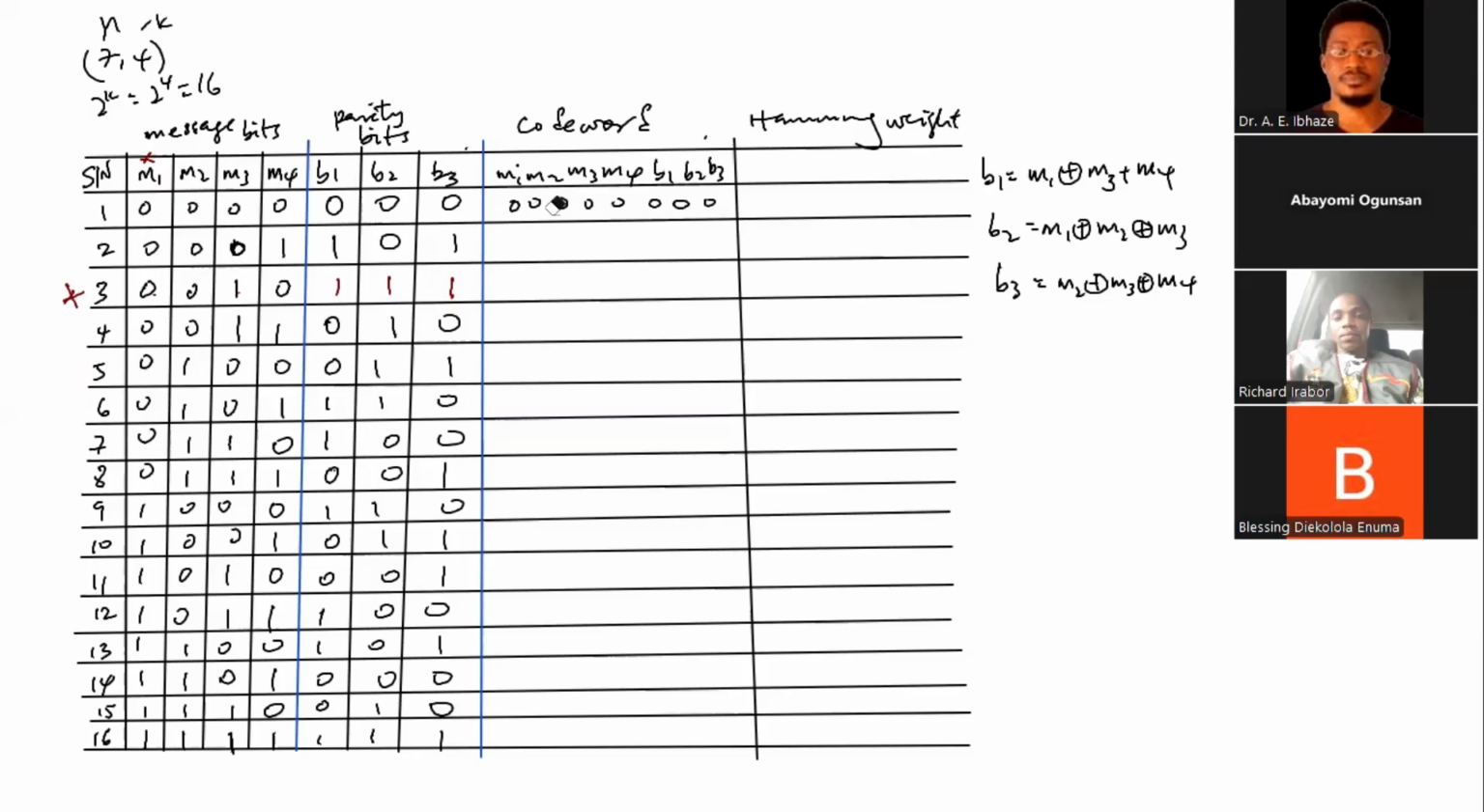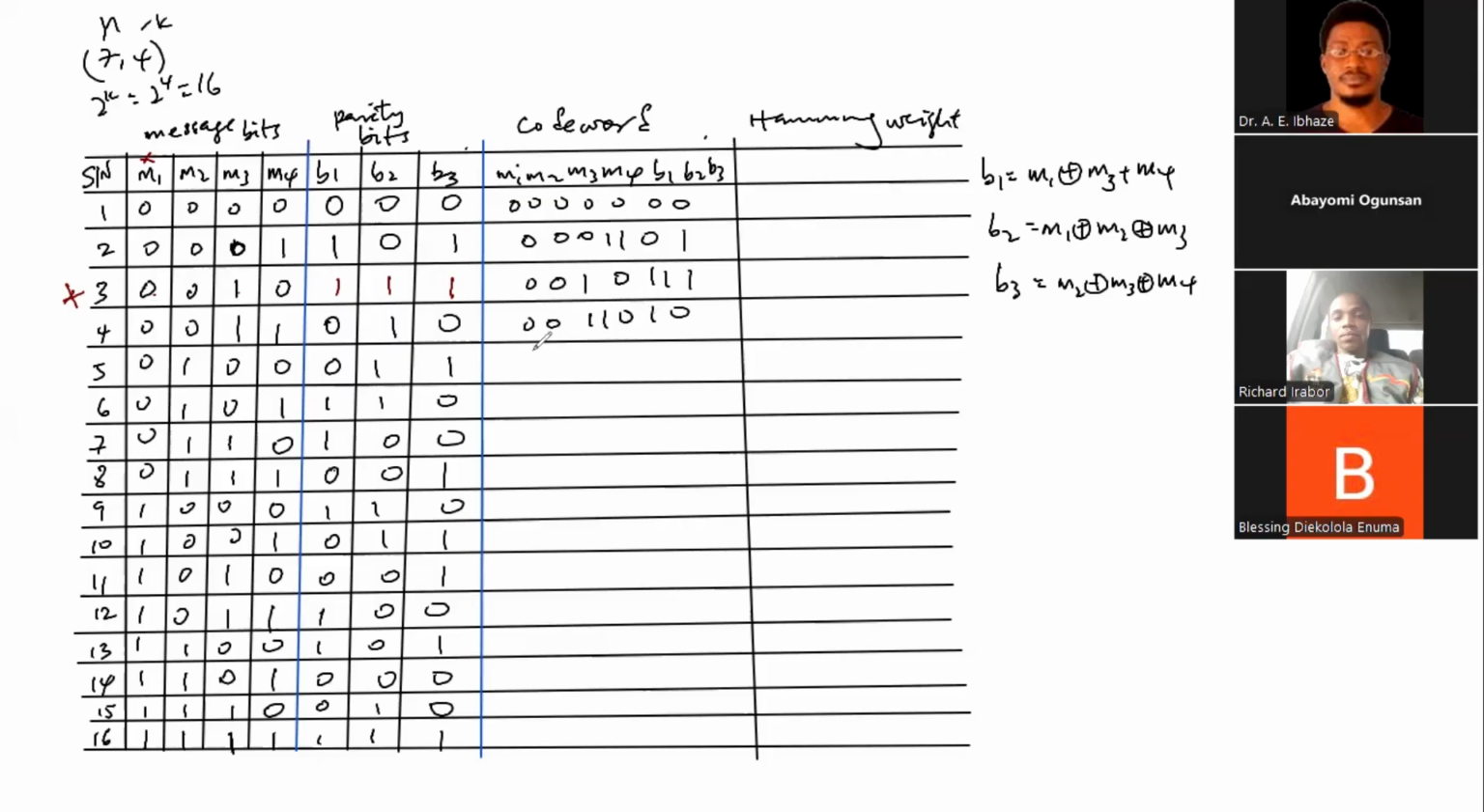That's 1, 2, 3, 4, 5, 6, 7. And then on and on. So we can literally populate this. So the next will be 0, 0, 0, 1, 1, 0, 1. Then this will be 0, 0, 1, 0, 1, 1, 1. Then this will be 0, 0, 1, 1, 0, 1, 0.